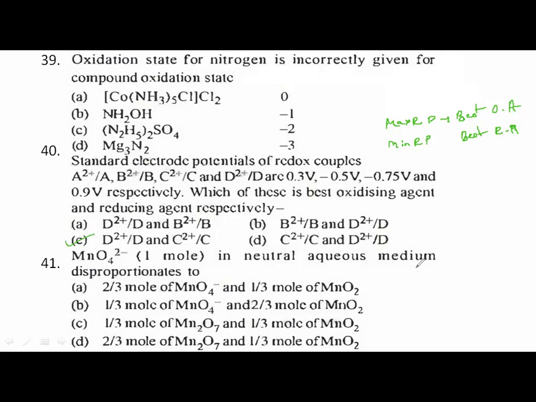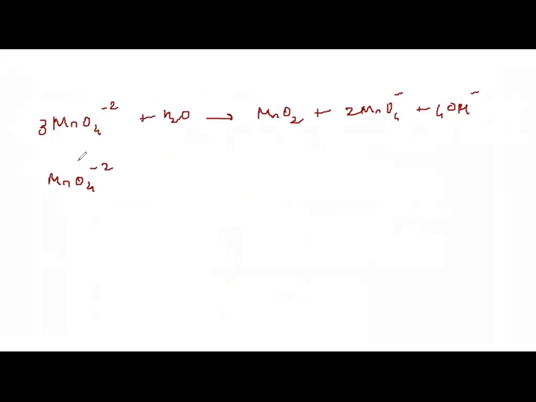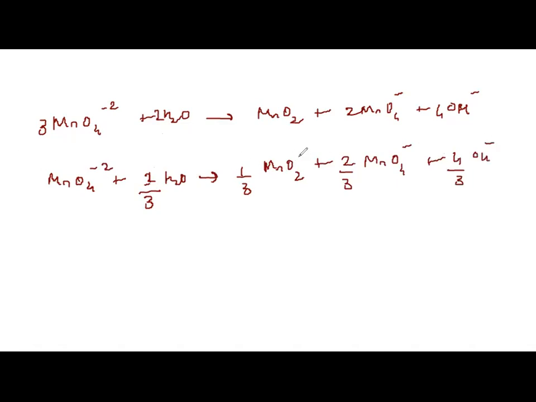Next, MnO4 2-, 1 mole in neutral aqueous medium disproportionates to. Okay, try to write the reaction. Disproportionation, they have said. So the question is MnO4 2-. MnO4 2- plus H2O gives MnO2 plus 2MnO4 minus plus OH minus. So for balancing, I will write here 3 and here 4. Or this can be written as MnO4 2- plus, divide all the terms by 3. So 1, here it is 2. So 2 by 3 H2O gives 1 by 3 MnO2 plus 2 by 3 MnO4 minus plus 4 by 3 OH minus. Correct? Since our options have these types of options, I will take it divided by 3.